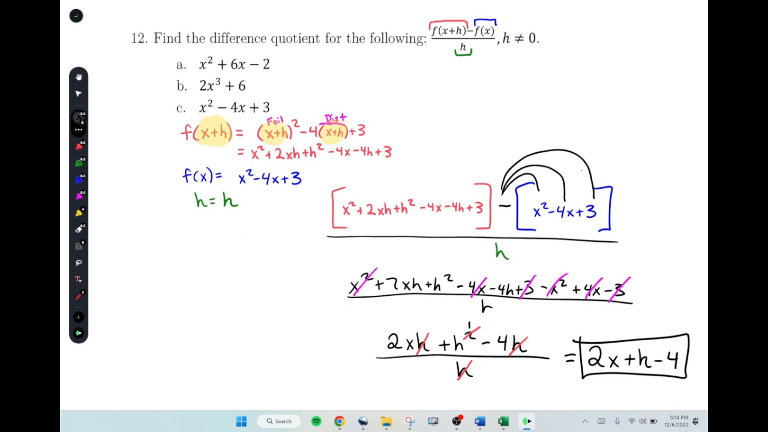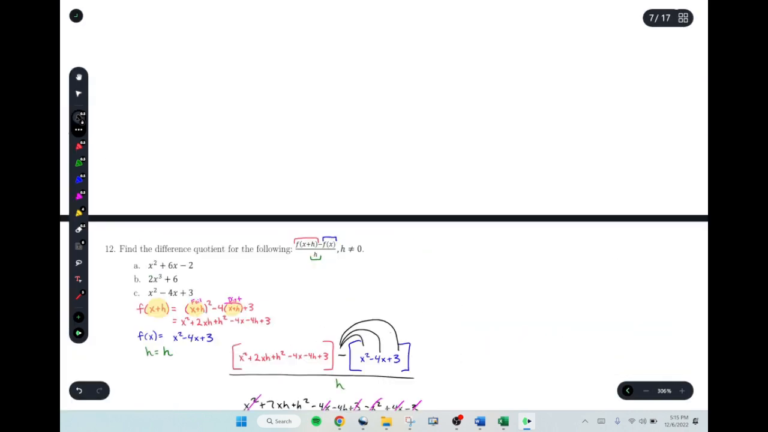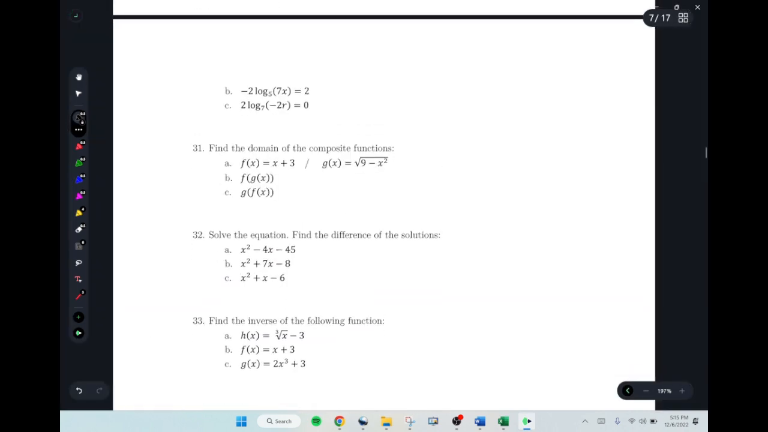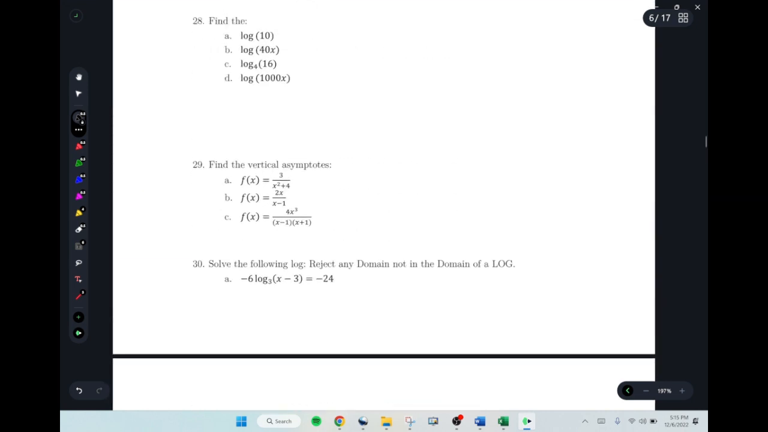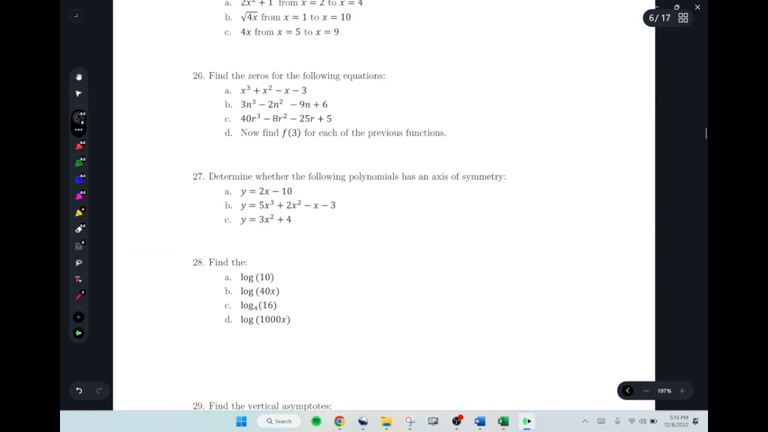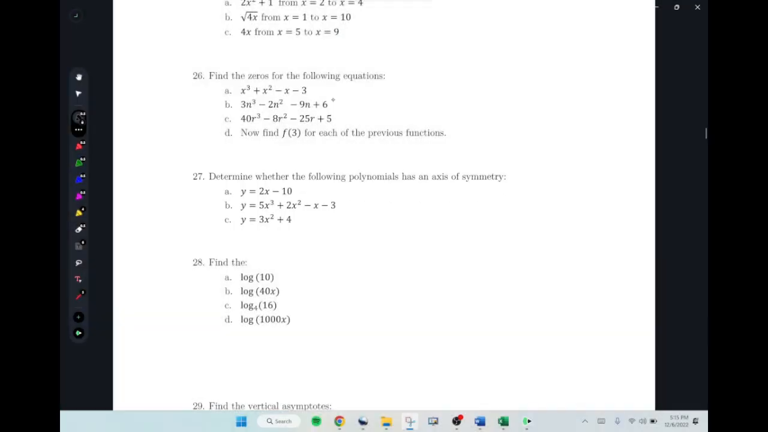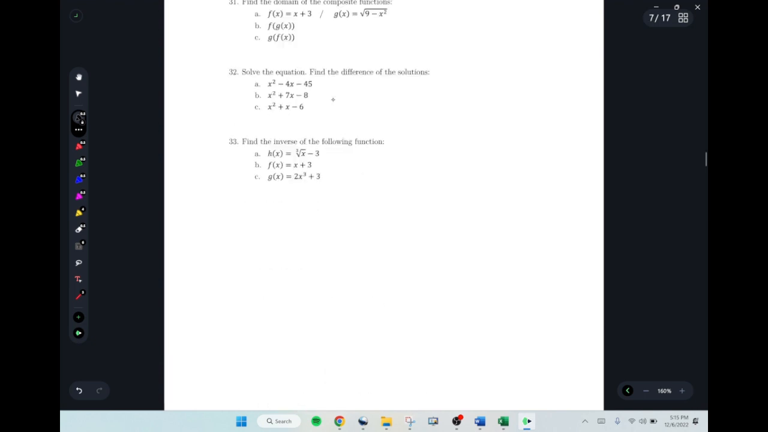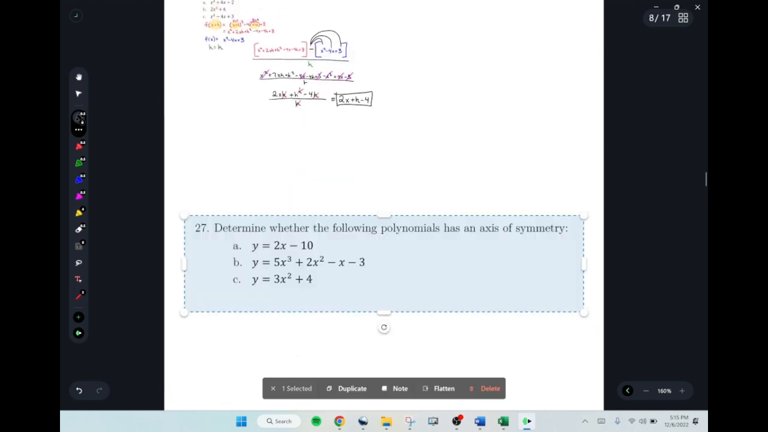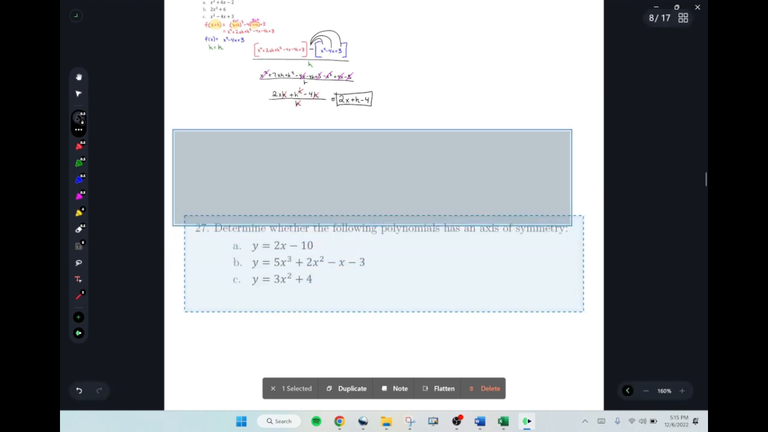Can we do one with how to determine whether a polynomial has axes of symmetry? Yes, we can. Because that's from a long time ago, right? That's 27. Thank you for that. Determine whether it has an axis of symmetry. Okay, so there were 3. I was going to say there were only 2 types of axis of symmetry, but there were 3 types. Does this ask for a specific type? It doesn't. It just asks for axis.